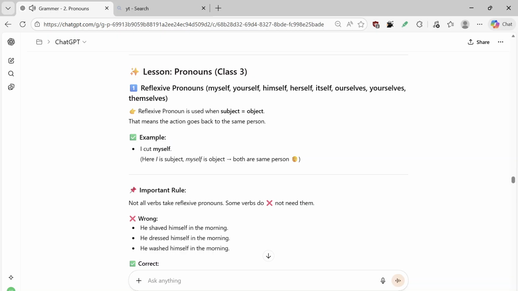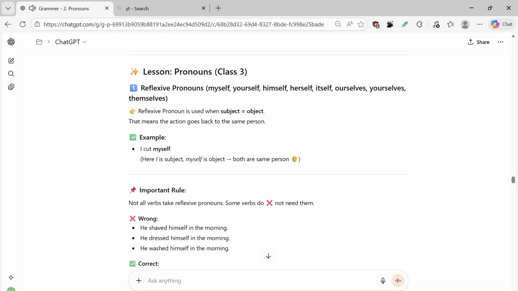Lesson, pronouns, class 3. Reflexive pronouns: myself, yourself, himself, herself, itself, ourselves, yourselves, themselves. A reflexive pronoun is used when subject equals object. That means the action goes back to the same person. Example: I cut myself. Here I is the subject, myself is the object, both are the same person. Important rule, not all verbs take reflexive pronouns. Some verbs do not need them.